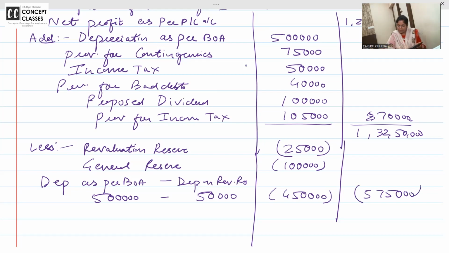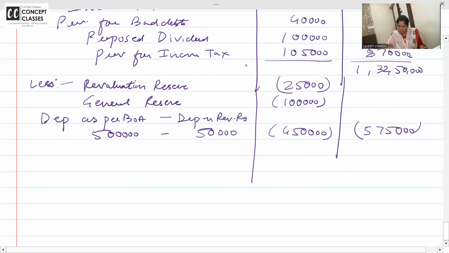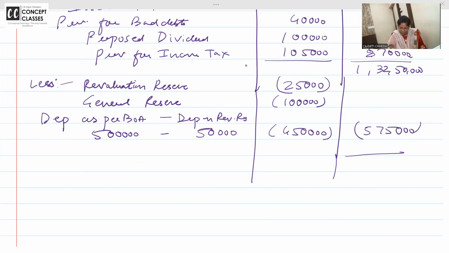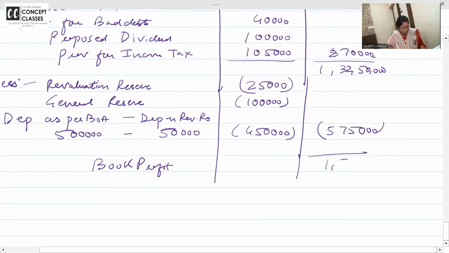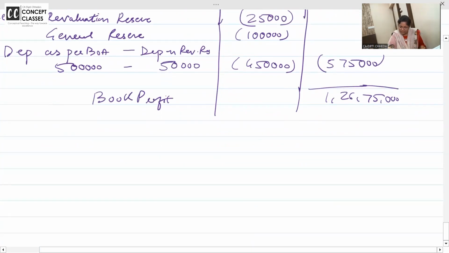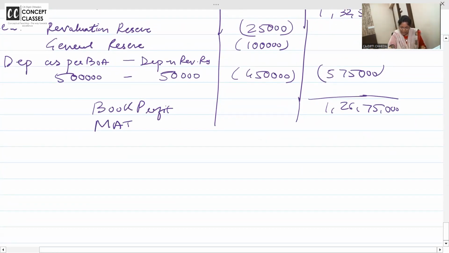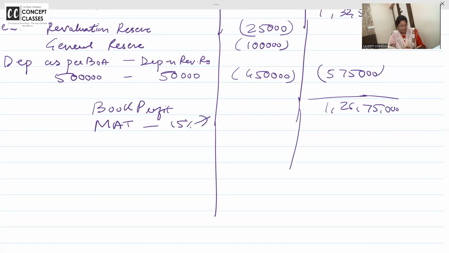Minus that. Yes. So for math purpose, what you are getting? Your book profit for the math purpose. What is your book profit after add and less? Yes, 1,26,75,000. Pay tax on this, MAT. At what rate you have to pay? 15%. And that is coming to how much?